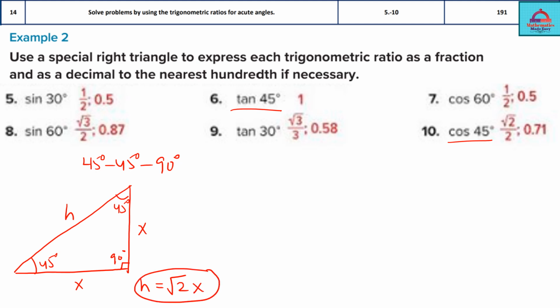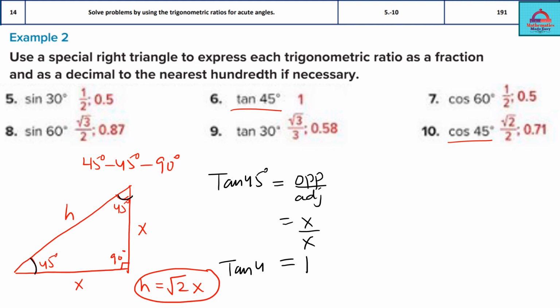So we are going to now use this formula for tan 45. So tan is TOA, which is opposite over adjacent. So opposite, take any angle, both are equal to 45. The opposite is x, and the adjacent is also x. So x divided by x is going to give you 1. So tan 45 is 1.